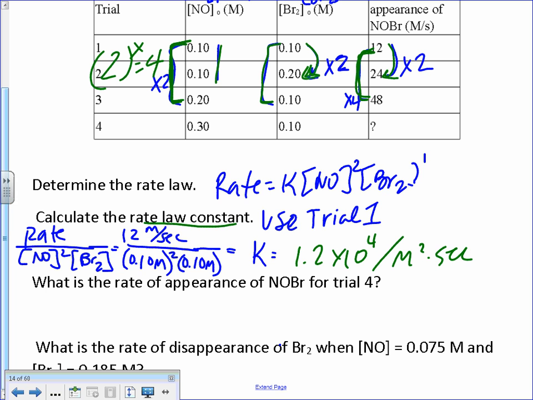Okay, so if we find K just from plugging in data, making sure we're plugging in our calculator correctly, what is the rate of appearance of NOBr? How would you do that? I'm not going to show the whole thing, but how would you do that?